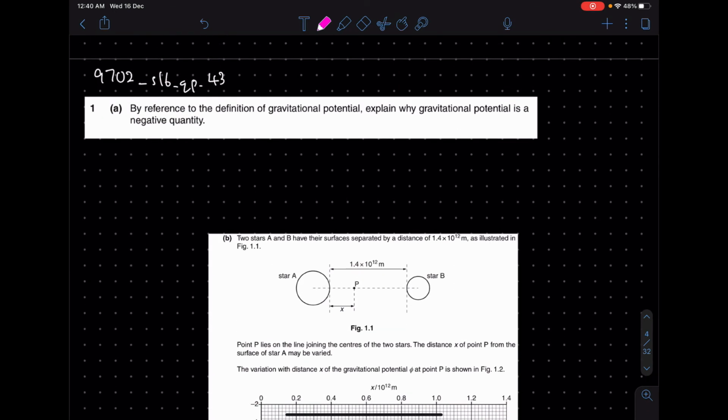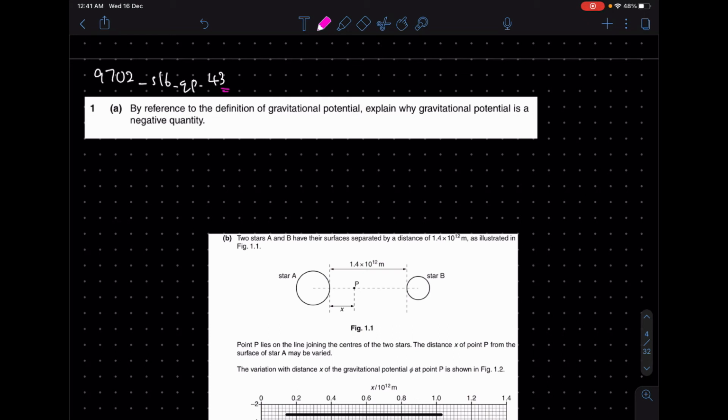Now the last question, I picked a slightly more confusing question that some students may feel to be a bit more difficult. Alright, so this one will be the May-June 2016 paper. It's paper 4 also, and it's the third version. Okay, so for this question: by reference to the definition of gravitational potential, explain why gravitational potential is a negative quantity.